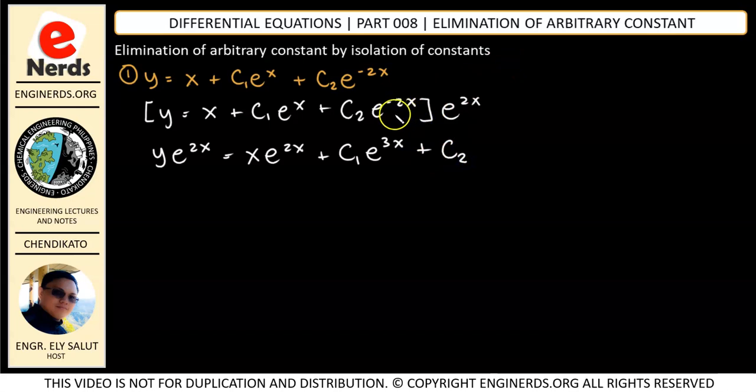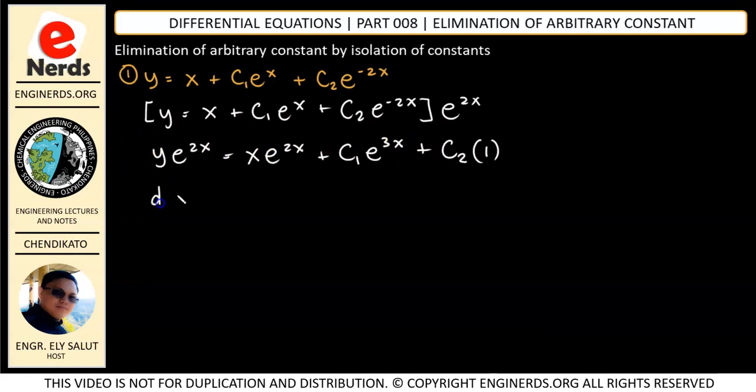So in here I will have e to the negative 2x times e to the 2x. So we have the same base e. We'll just need to add our exponent, which is negative 2x plus 2x will be equal to 0. So therefore I will have here e to the 0, which is equal to 1. Alright, so as you can see, we are able to isolate our constant C2 here. Now, the next thing that we will do is to take the derivative of our equation.